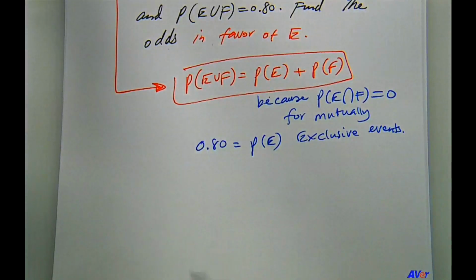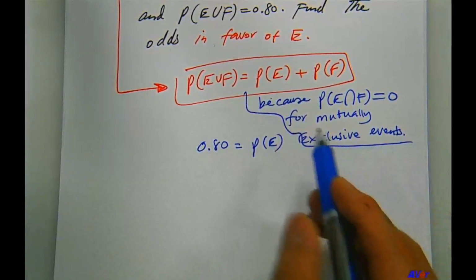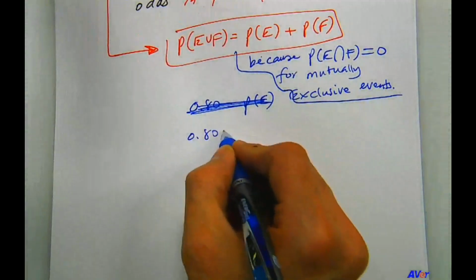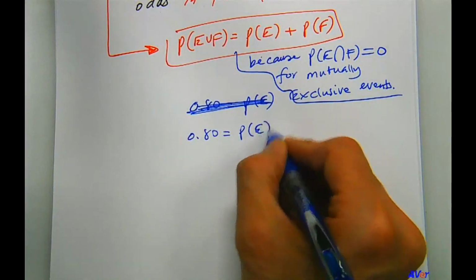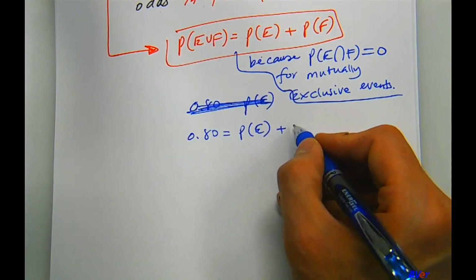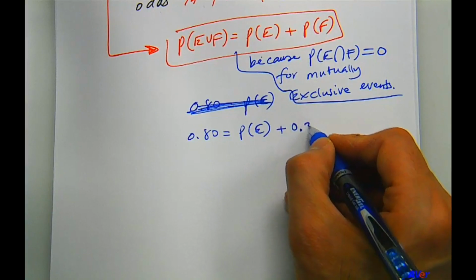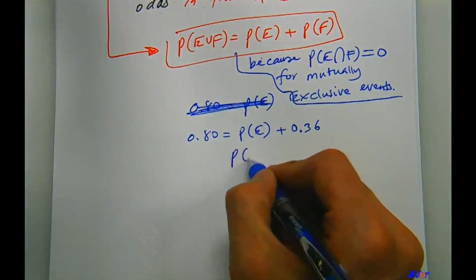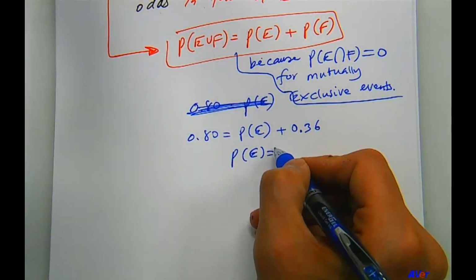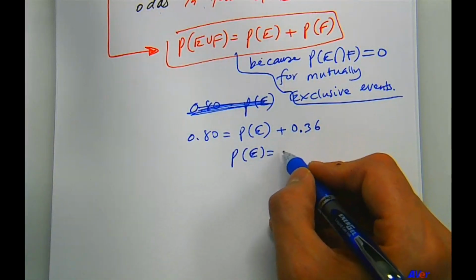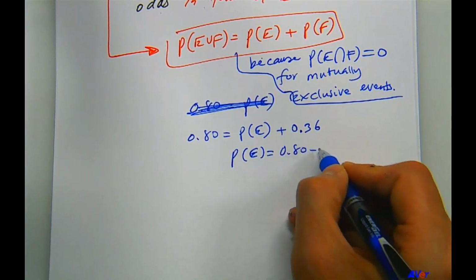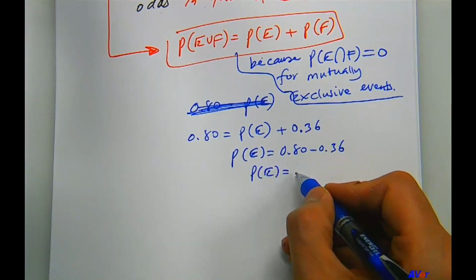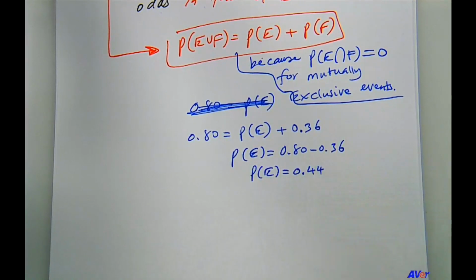And then plus, sorry, I didn't mean to mix this with that. Well, let me put this here. So 0.8 equals probability of E plus probability of F, which from the problem statement should be 0.36. We'll solve this for probability of E, and we get, what do we get? 0.8 minus 0.36, or probability of E is equal to 0.44.